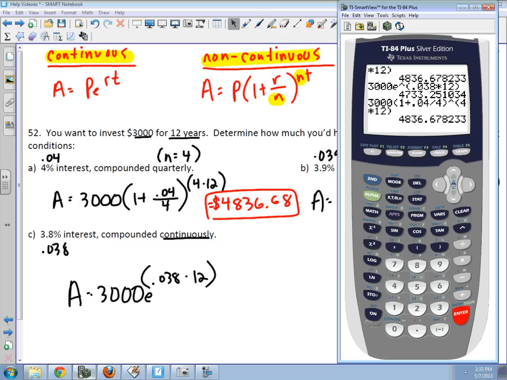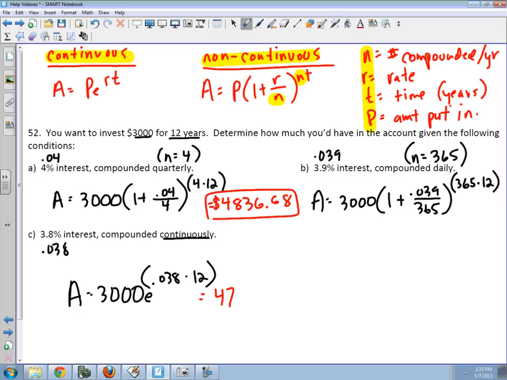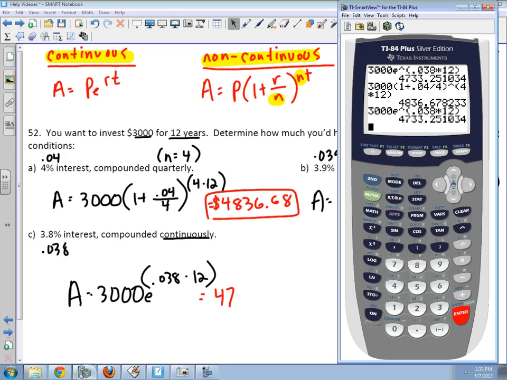For the next one, as you can see, I plugged it in already as well. I took 3,000 times e to the 0.038 times 12. Hit enter. You get 4733.25, I missed it, 4733 and 25 cents.